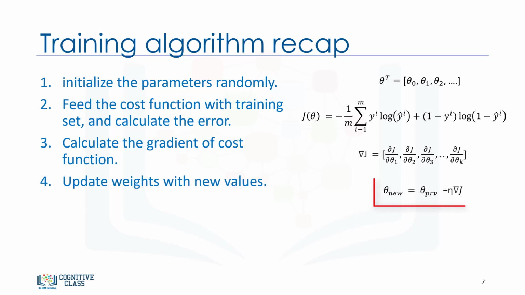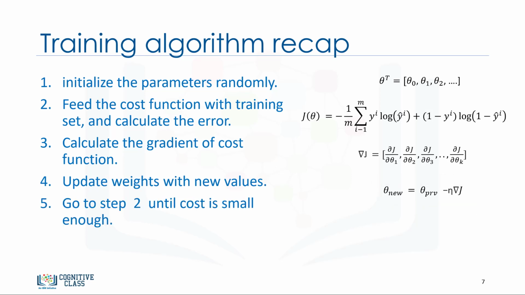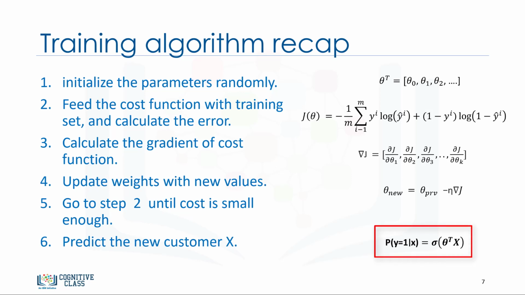Step 4. We update the weights with new parameter values. Step 5. Here we go back to step 2 and feed the cost function again, which has new parameters. As was explained earlier, we expect less error as we're going down the error surface. We continue this loop until we reach a low value of cost or some limited number of iterations. Step 6. The parameters should be roughly found after some iterations. This means the model is ready, and we can use it to predict the probability of a customer staying or leaving.